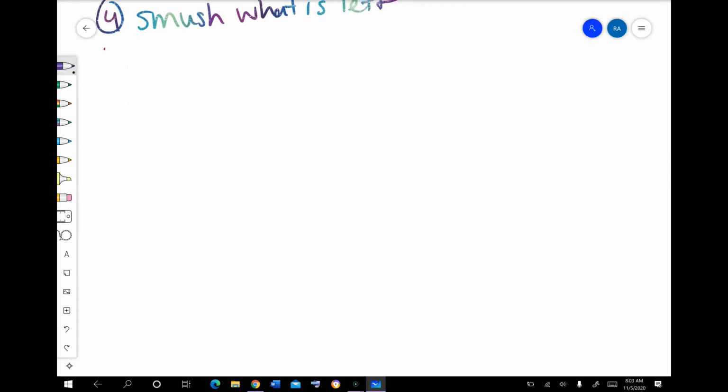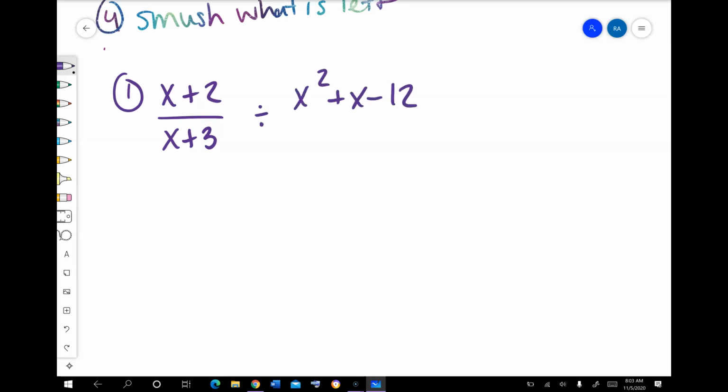All right, so number 1 for dividing is going to be (x + 2)/(x + 3) divided by (x² + x − 12)/(x² − 9). So the first step is to factor everything. Well, this first fraction is already factored. Okay, I can factor this one.